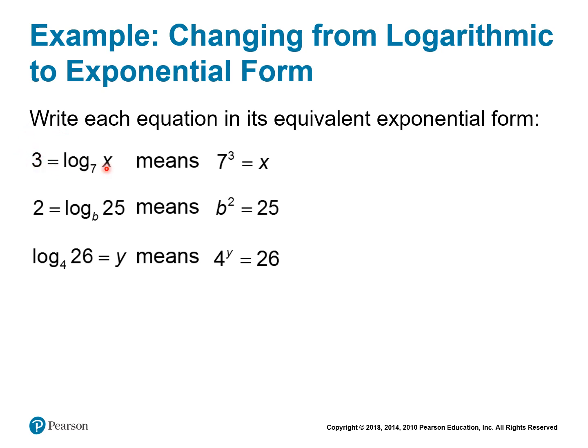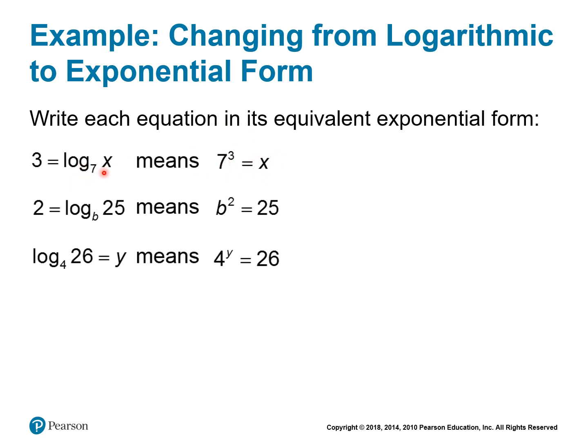So in the first example here, it says 3 equals log base 7 of x. So the other side of the logarithmic expression should be an exponent. So that tells us that 3 is the exponent. So we have to just find what the base is going to be in order to put it in the exponential form.